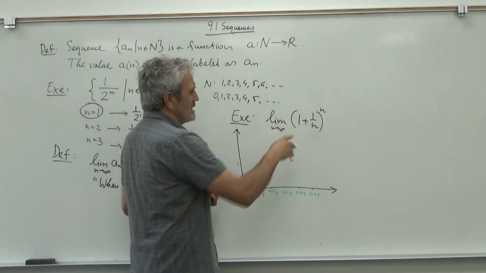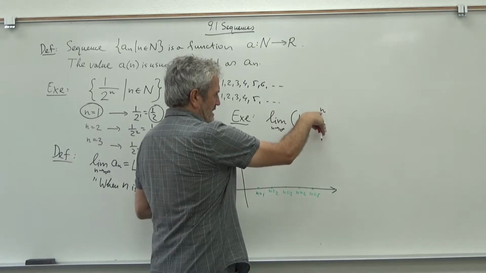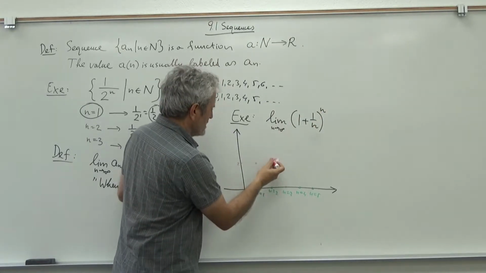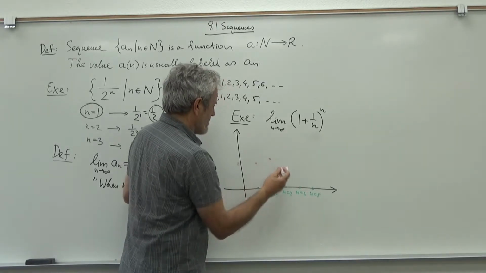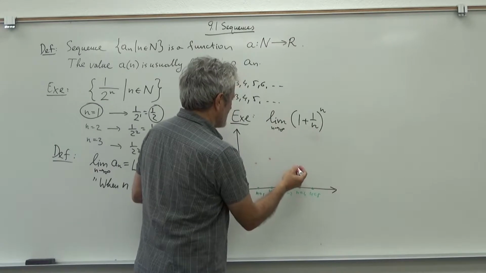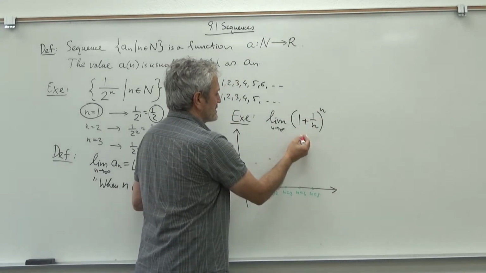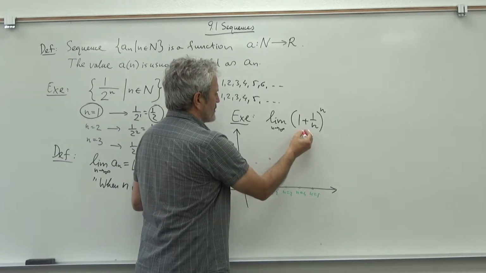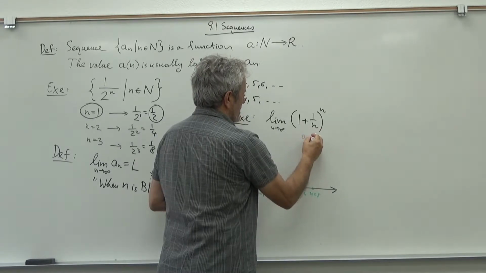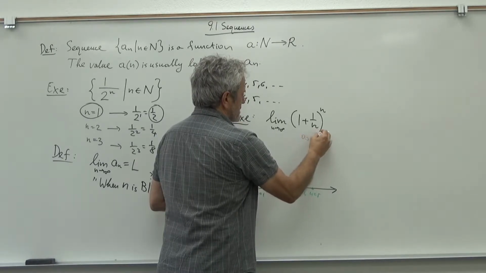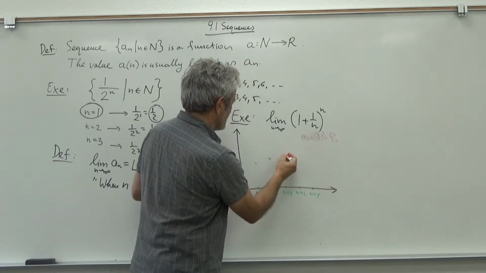When n is 2, it will be 1 plus 1/2, which is 3 halves. When you square it, you get 9 quarters. So you'll get more. And when n is 3, 1 and 1/3 is 4/3. No, 4/3 to the cube, actually. Yes, 4/3 to the cube. So a_3 is 4/3 to the cube, which is 64 over 27. So here is 64 over 27.